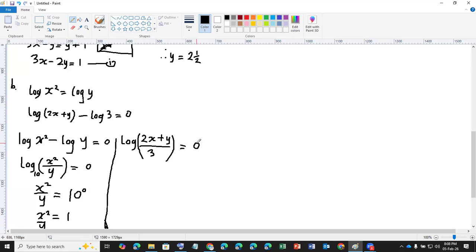Now, same thing I did for that other one. I say the power of x, because by now in your mind, power and logarithm should be the same thing, like I said. The power of 2x plus y over 3.